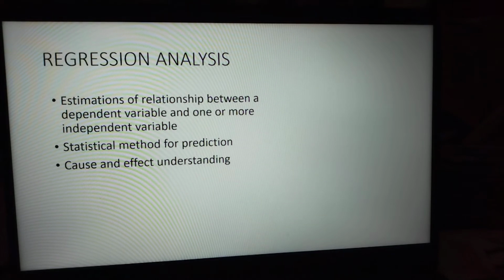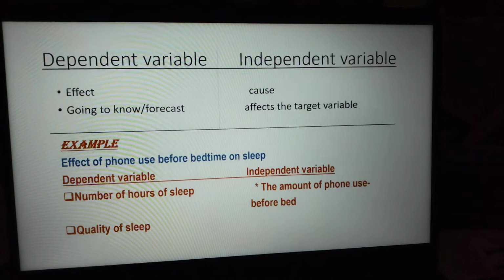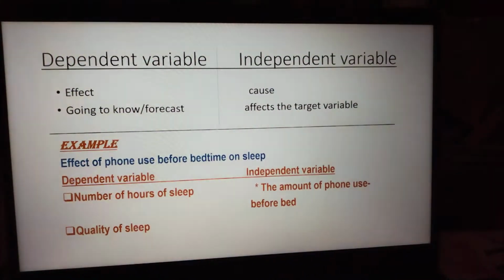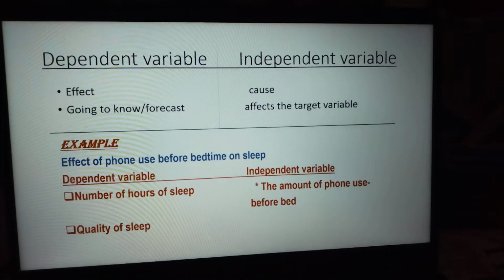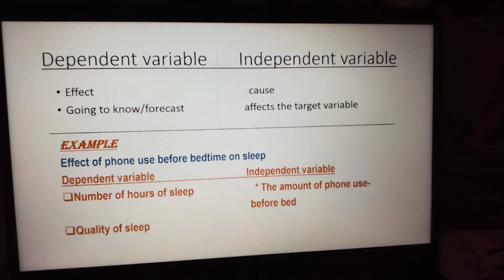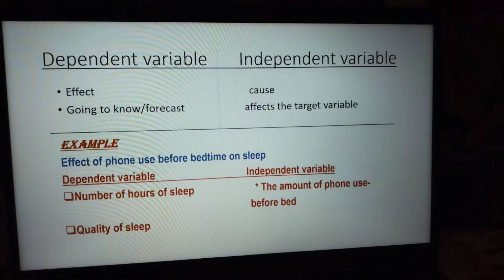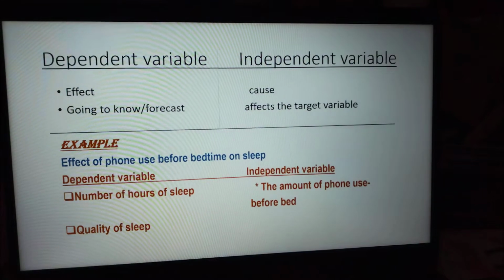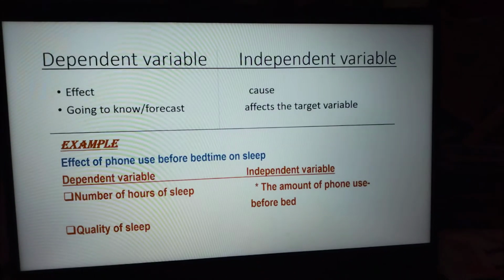So regression analysis is the major statistical tool for estimating or predicting the cause and effect relationship between dependent variable and independent variable. So what are dependent variable and independent variable? Dependent variable is the variable on which we are going to estimate the effect, and independent variable is what? It is a causing variable. It is going to cause the effect on dependent variable.